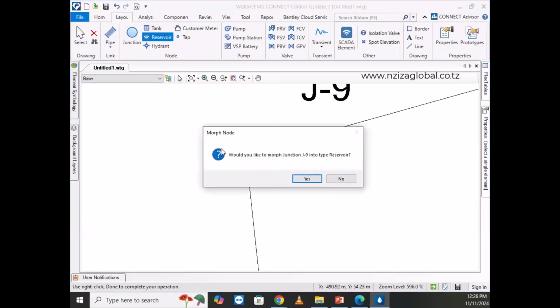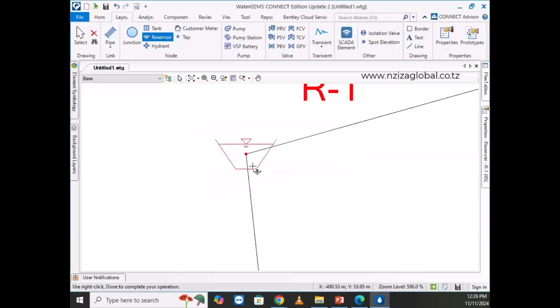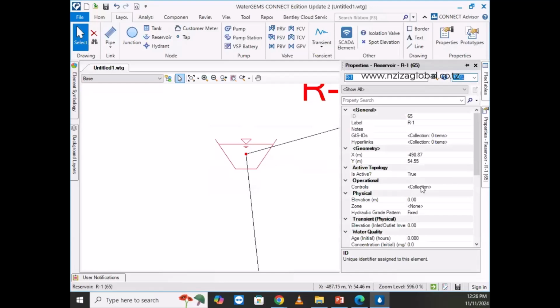Yes. They ask you everything. Would you like to move the junction 8 into a reservoir? Yes. So for a reservoir, you will have only one elevation. This is one of the properties. We will see how to see it. I'm trying to show you, but we will continue learning things. Don't just watch me do these things. You will see how as we proceed.